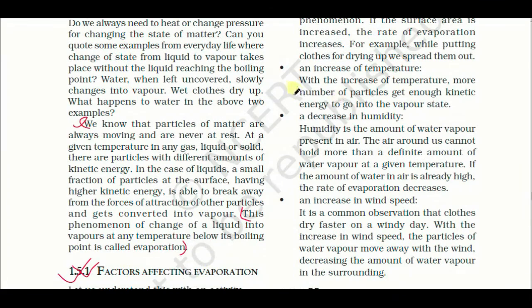And increase of temperature. With the increase of temperature, more particles get enough kinetic energy to go into the vapor state. That means if we increase the temperature, the kinetic energy of the molecules increases, and it becomes easier for the molecules to go from the liquid state to the gaseous state. So with an increase in temperature, the rate of evaporation will increase.